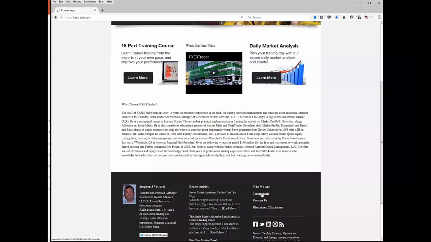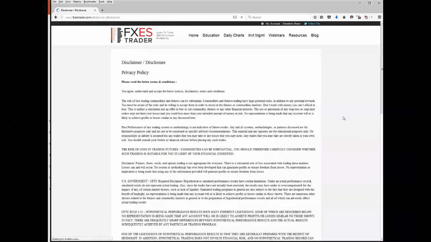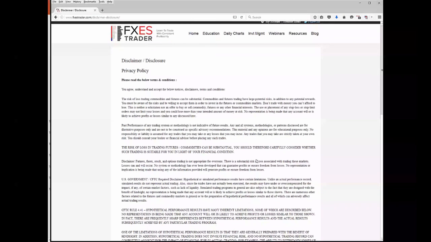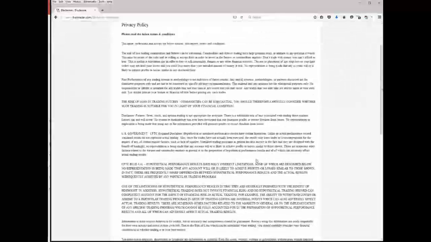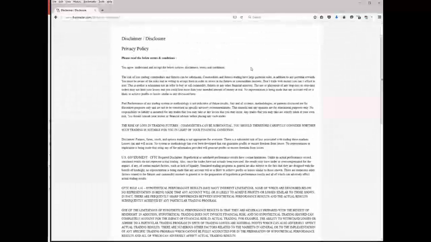Let me just real briefly, while we're down at the bottom here, go through the disclaimer. Futures trading can really result in a risk of loss in commodities, and it can be substantial, and therefore you should carefully consider whether such trading is suitable for you in light of your financial condition. There's a lot of other stuff. You're welcome to click on this page and read the disclosure and disclaimer.